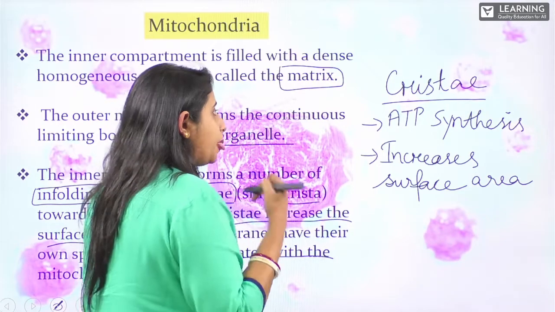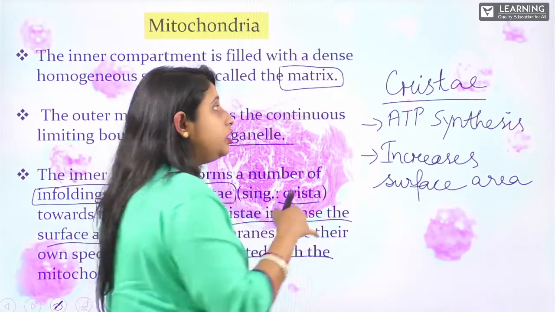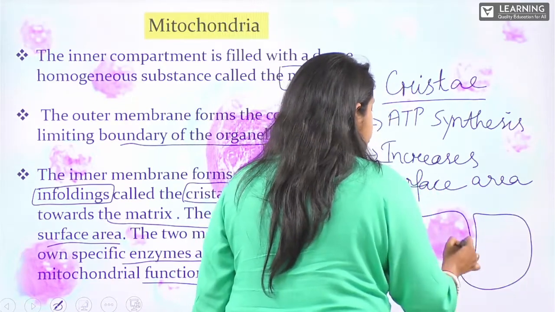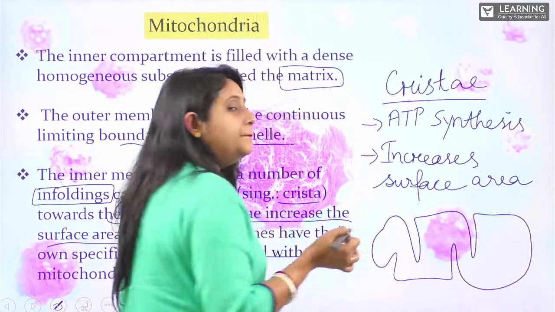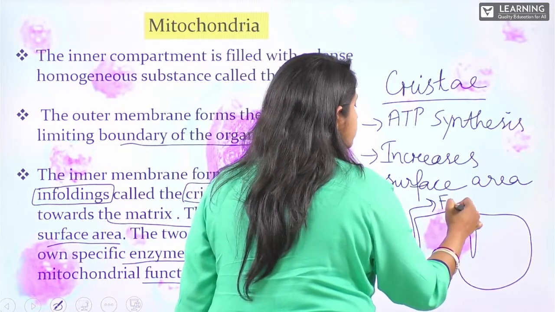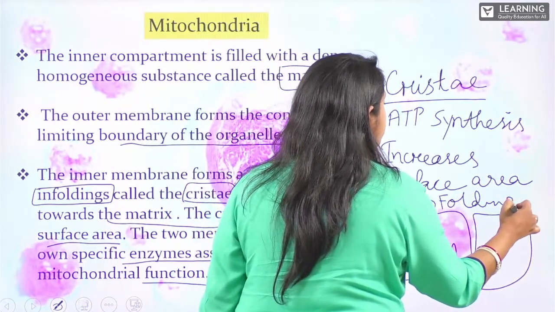Now, how do these cristae look? The cristae are like this, right? These are infolding invaginations which are found in the matrix, isn't it? So these structures, these foldings which we see, they are known as what?